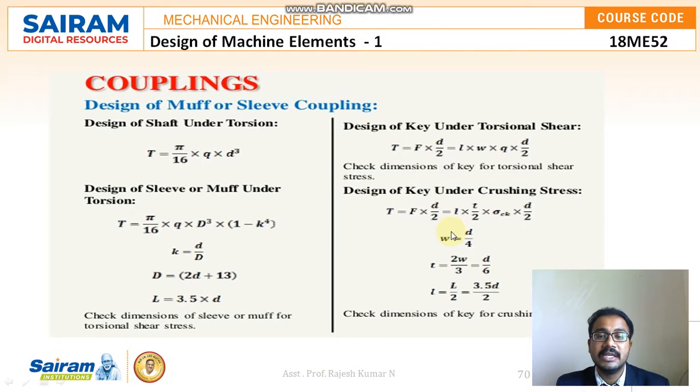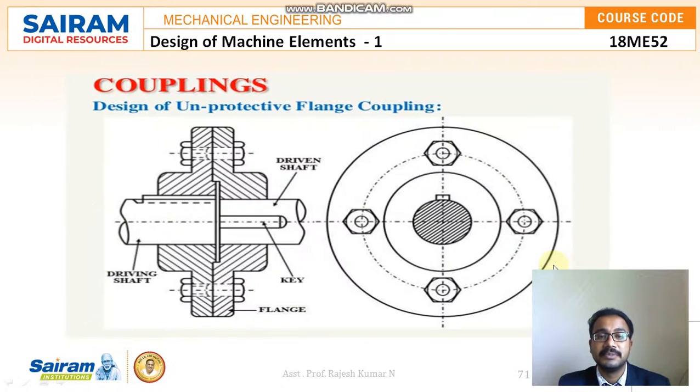The next step is the design of the key under crushing stress. T equals F into d by 2, which is equal to l into t by 2 into crushing stress into d by 2, where w is equal to d by 4. So t is equal to 2w by 3, which is equal to d by 6, and l is equal to capital L by 2, which is equal to 3.5 d by 2. So we will check the dimensions of the key for the crushing stress.